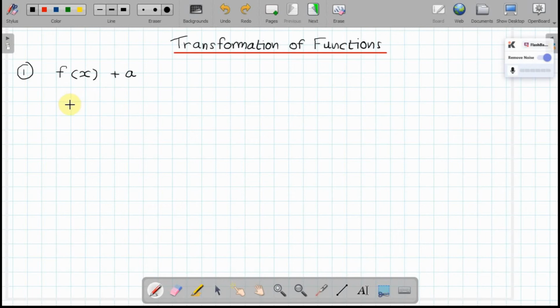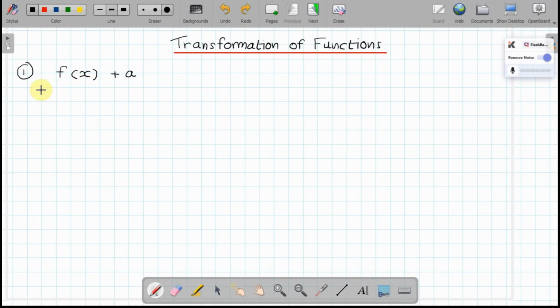Let's get started. Here's the first one. When you have a transformation in this form, what does this mean? Well, first we'll have the mathematical explanation and then the simple explanation.